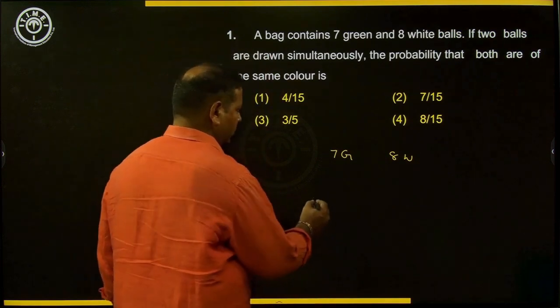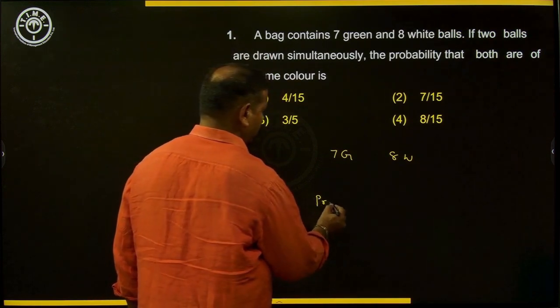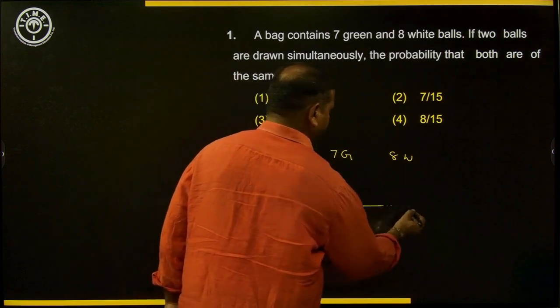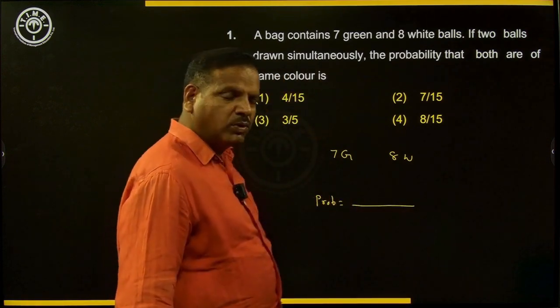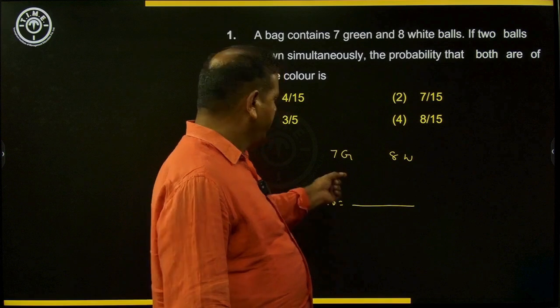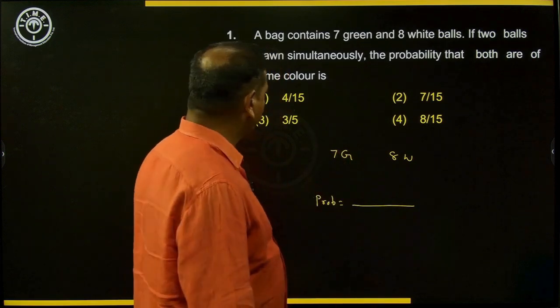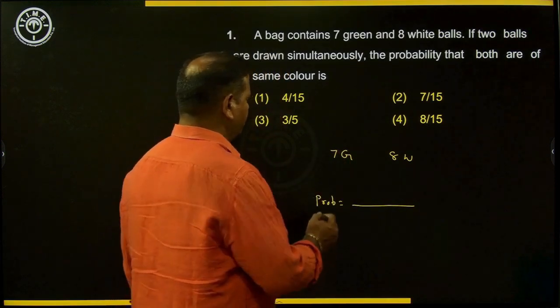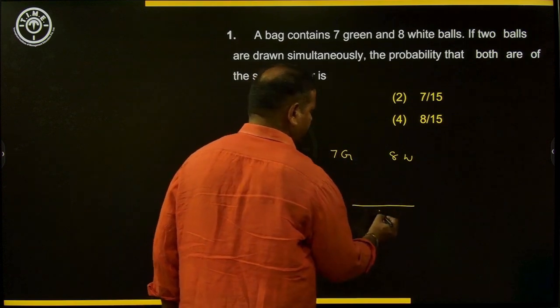Probability is nothing but the number of favorable outcomes by the total number of outcomes. Simply, favorable by total. First let us write the total. Altogether how many are there? 7 plus 8, 15.